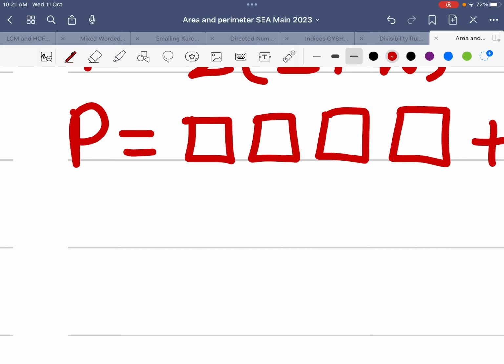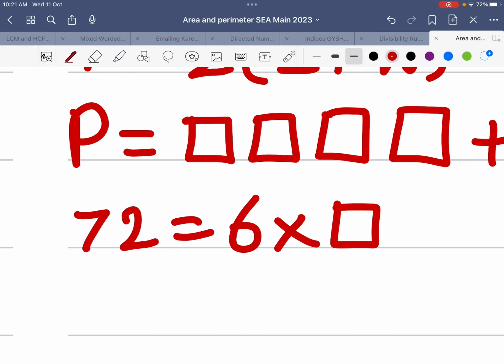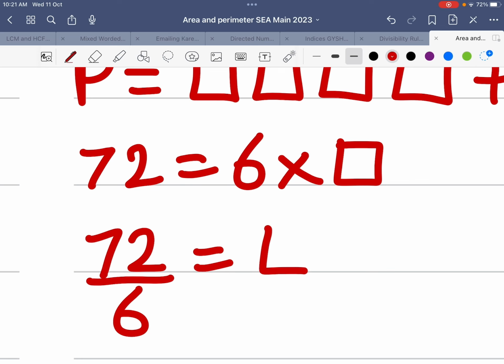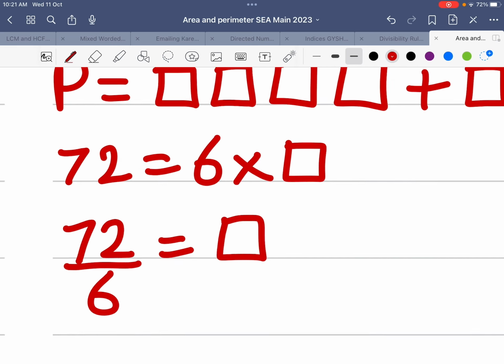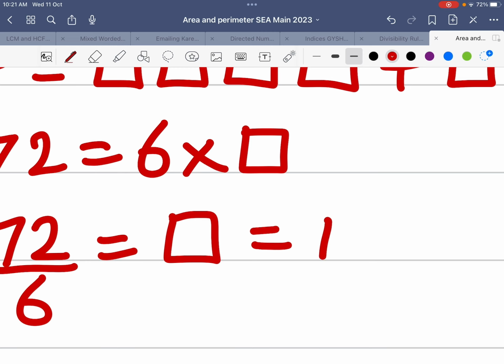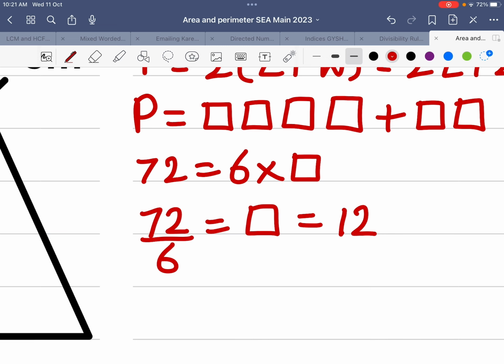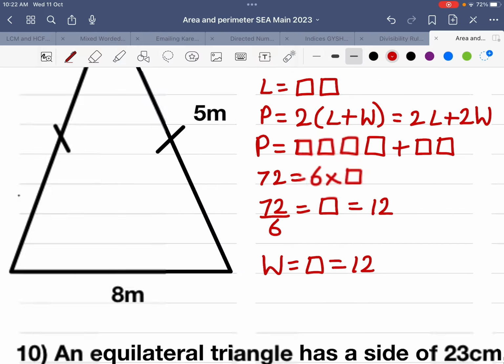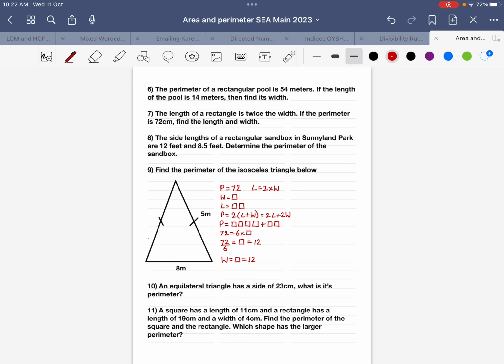And we are given a perimeter of 72. So 72 is equal to 6 boxes, or 6 times box. So in order to find 1 box, we can say 72 divided by 6 is equal to 1 box. Right, when you work this out, we'll get 12. And we know that the width is equal to box, so therefore the width is equal to 12. And this is centimeters.